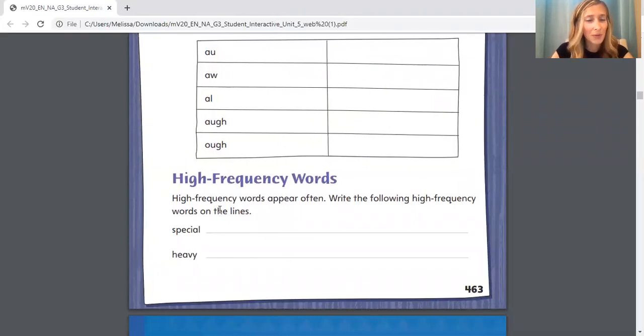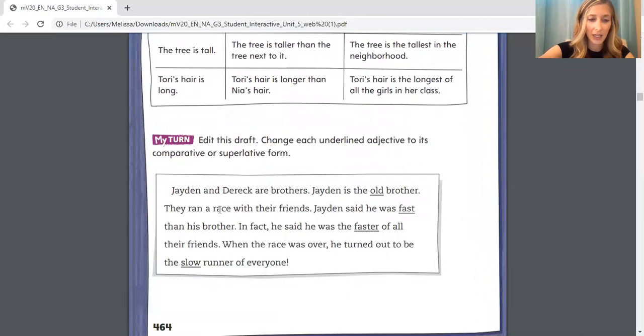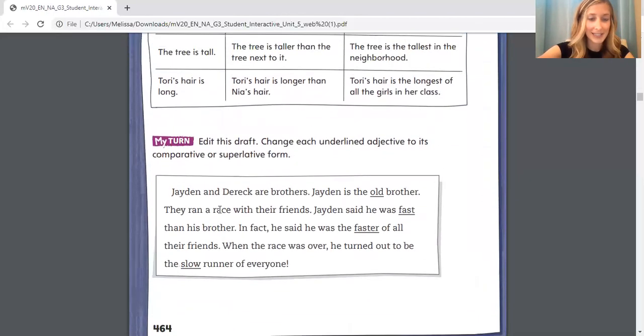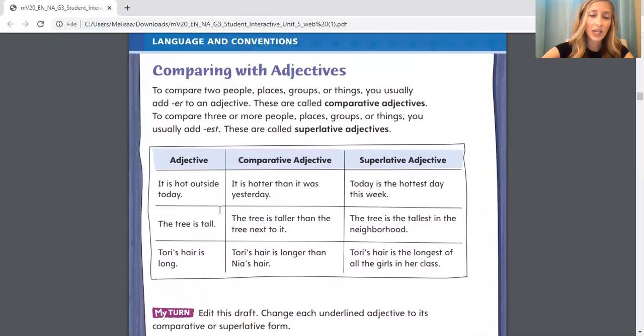Wow, you guys, we already worked through 2 pages. The next page might be a little more complex, but we're going to go ahead and go to page 464. Page 464. When you're working on this page, we're going to be working with adjectives. Remember, adjectives are describing words. So whenever you're describing something, the word you're using is an adjective. Let's read.